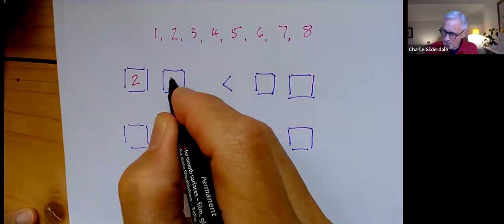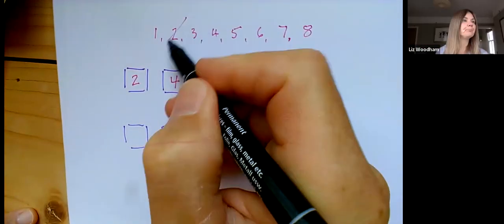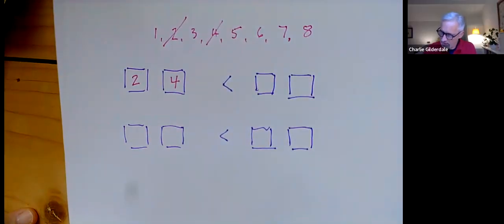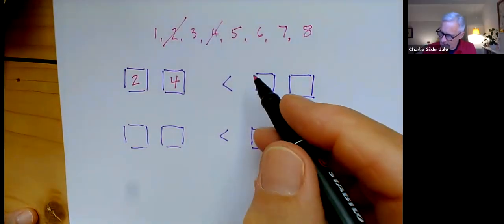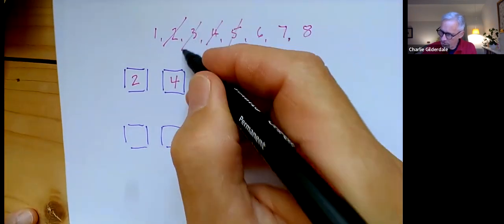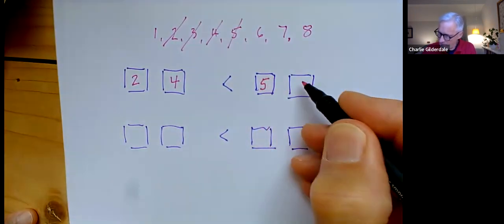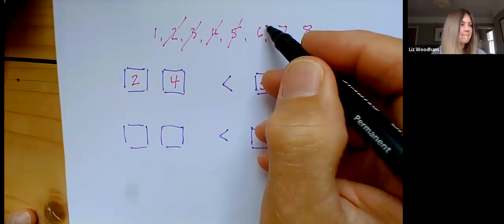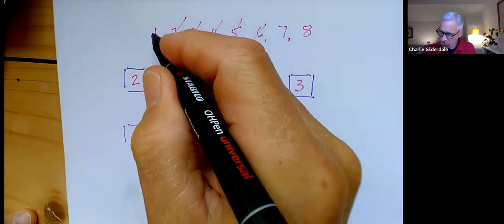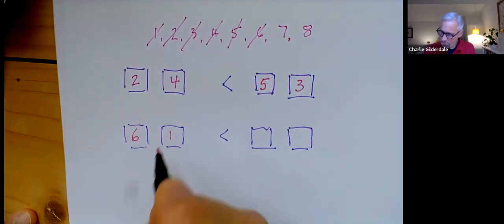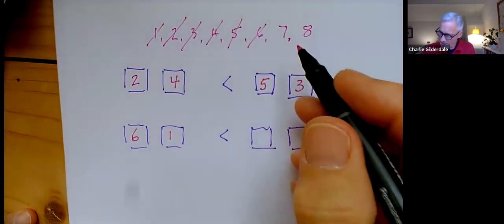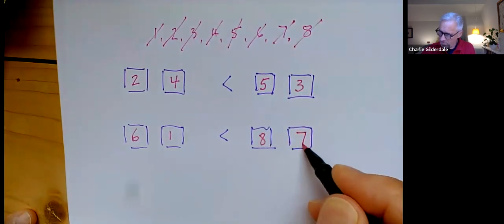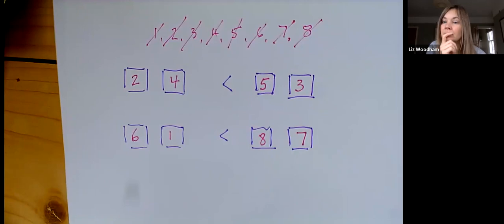Okay, well, I think 24. I listed the numbers so I could go crossing them out. Good idea. Is less than 53. Okay, yeah, I would agree. And 61 is going to be less than 87. Yeah. And I've used all 8 numbers that way.